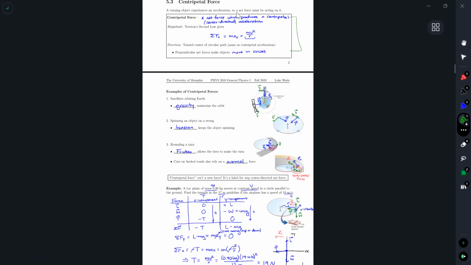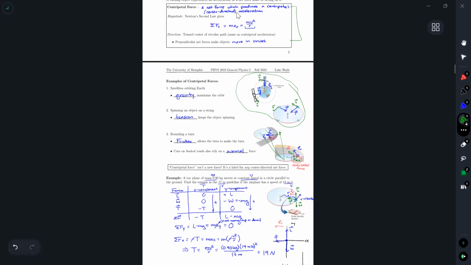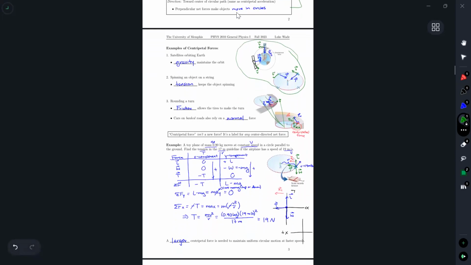As far as the different types we've looked at several. If I were to look at these specific examples like we did in class, the ones I would focus on are the gravity one for satellites and then just something on a string. Don't worry about friction being the centripetal force. We already did enough with friction for chapter 4, or will have enough of it on the exam.